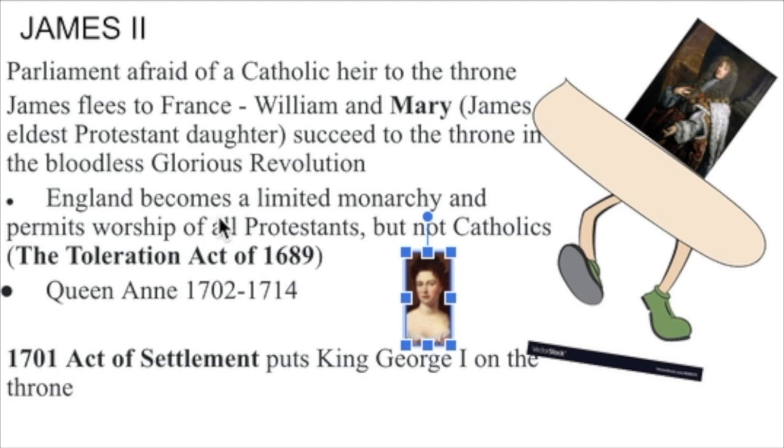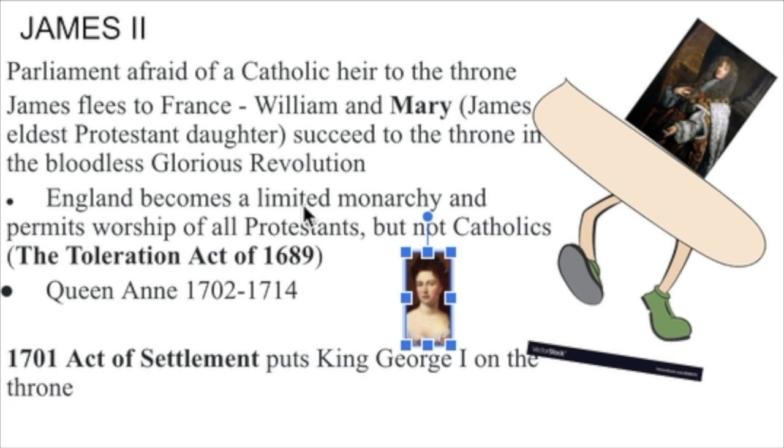And then you're going to have a new line of people that are going to be in charge after we go through the 2 daughters. So we'll have William and Mary. They will not have a child to inherit the throne. So then the next person in line will be Mary's sister Anne, Queen Anne. So she'll rule from 1702 to 1714.